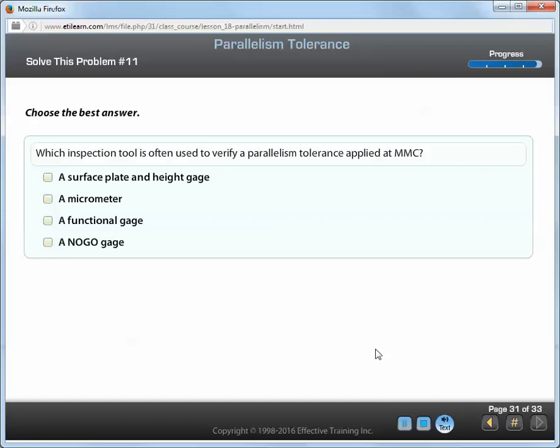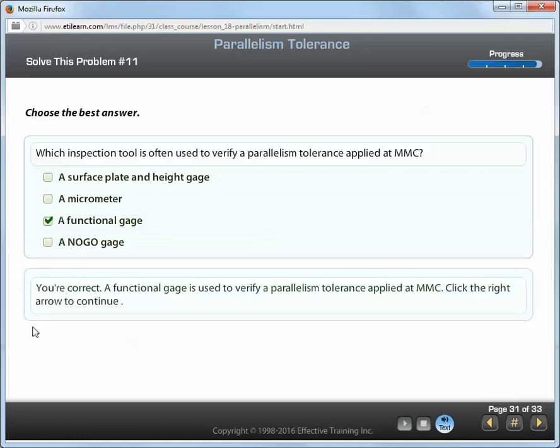Which inspection tool is often used to verify a parallelism tolerance applied at MMC? You're correct. A functional gauge is used to verify a parallelism tolerance applied at MMC. Click the right arrow to continue.